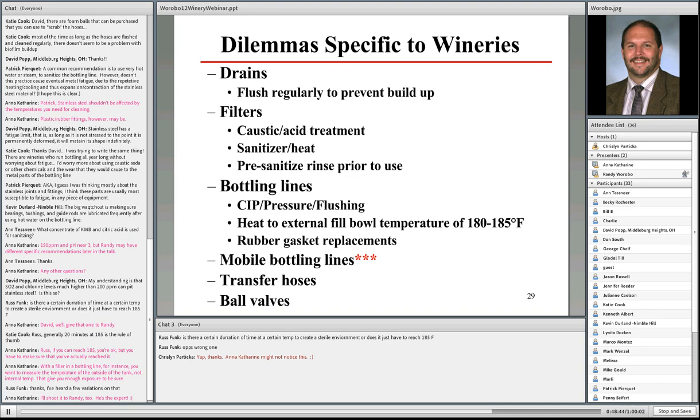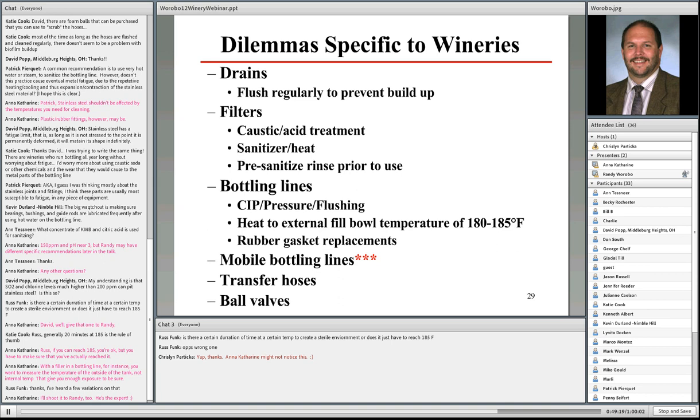For bottling lines, cleaning in place works very well. High pressure to remove any kind of buildup, and flushing. You should target heating the external filler bowl using hot water or steam up to 180 to 185. Once you reach that, everything is considered sanitized. You should use what are called thermal dots. There are adhesive dots that are temperature indicators, and that's a good way. You put it on the outside of the filler bowl, and it basically means that everything on the inside has been sanitized as well.